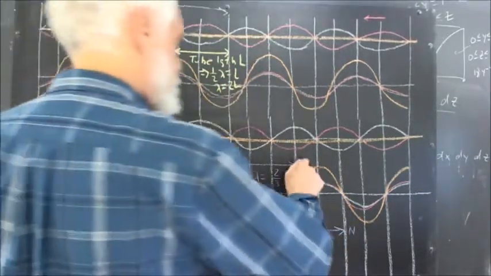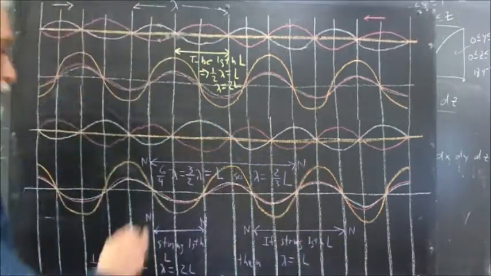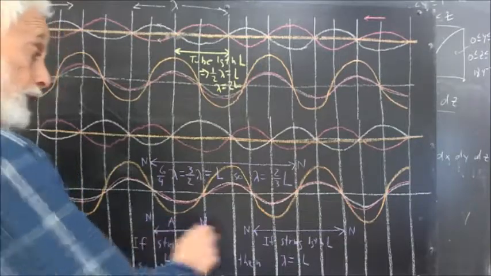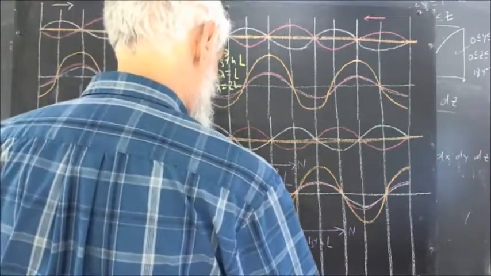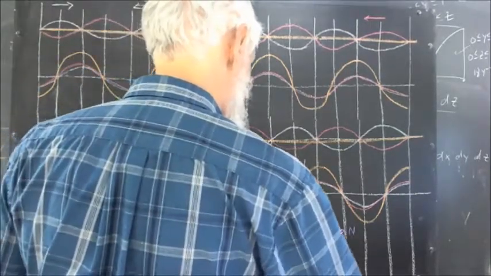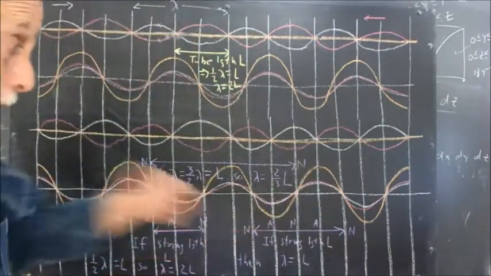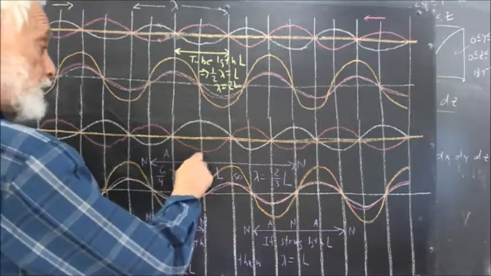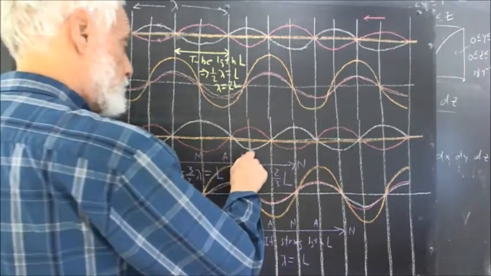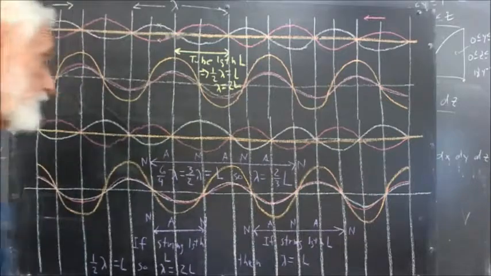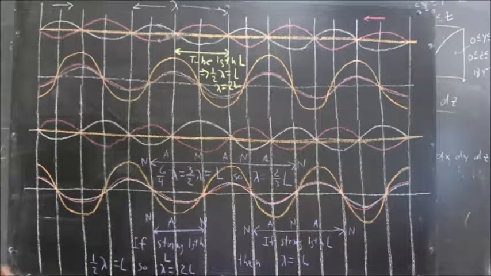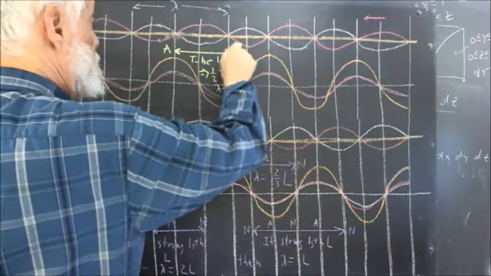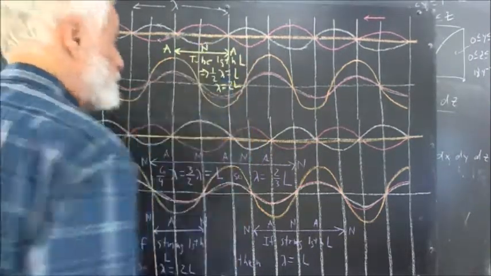Node, node. And of course, between any two nodes, there's an antinode. So it goes node, antinode, node. This one goes node, then there's an antinode and a node and an antinode. Okay? And this one you can see it goes node, antinode, node, antinode, node, antinode, node. Here on the tube, it goes antinode at this end, antinode at this end, node in the middle.